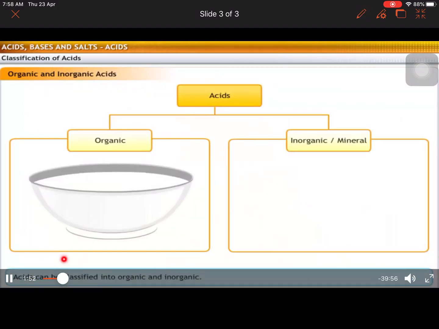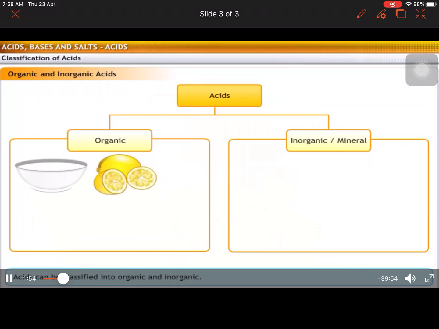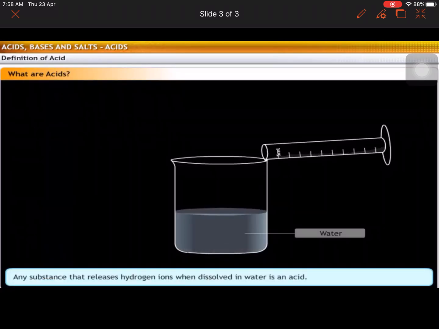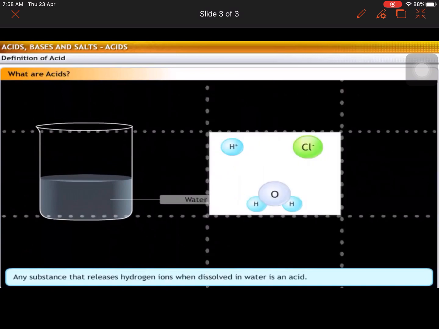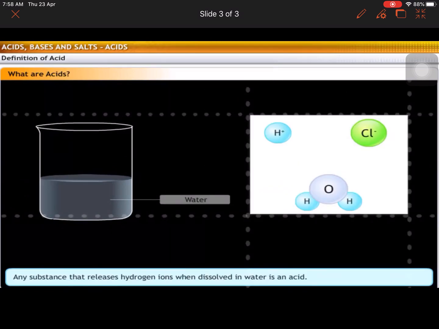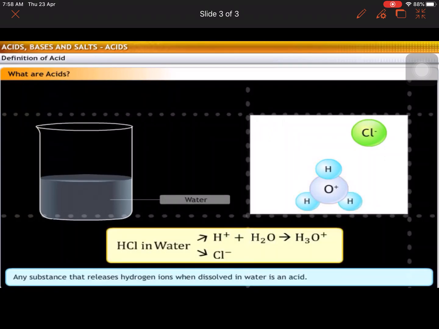Acids are found in food like curd and lemons. In water, hydrochloric acid liberates a hydrogen ion and a chloride ion. The hydrogen ion combines with water to form a hydronium ion. H3O plus and Cl minus are different and will separate.